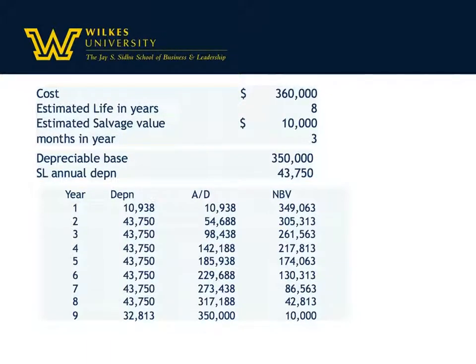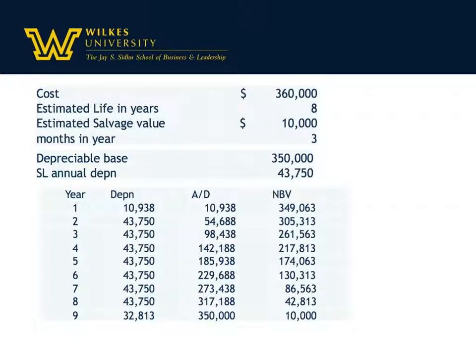I like to use tables to calculate depreciation, because they help set up your information and you can find any year, any depreciation, any net book value you need. And while this table looks like we're actually going to take depreciation for 9 years, we're not. What we're really doing is we're going to take 3 months in year one and 9 months in year nine. Every other year is going to have an entire year, but the 3 months and the 9 months are going to add up to 1 year. So we end up with the right amount of depreciation.